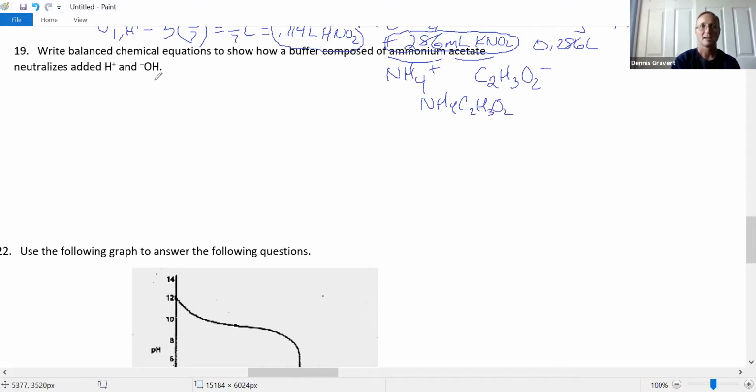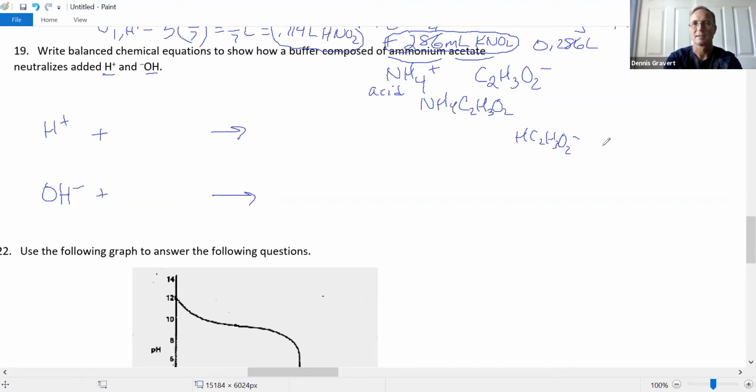There's ammonium acetate. How is that a buffer? And then show balanced chemical equations of how it neutralizes H plus and OH minus. So you need two equations. You need to show that, well, we got this buffer with these two things in it. How's that a buffer? Well, this one is an acid, and this one comes from the weak acid, acetic acid. Let's move this out of the way. And so it's a weak acid, sets up equilibrium like this.